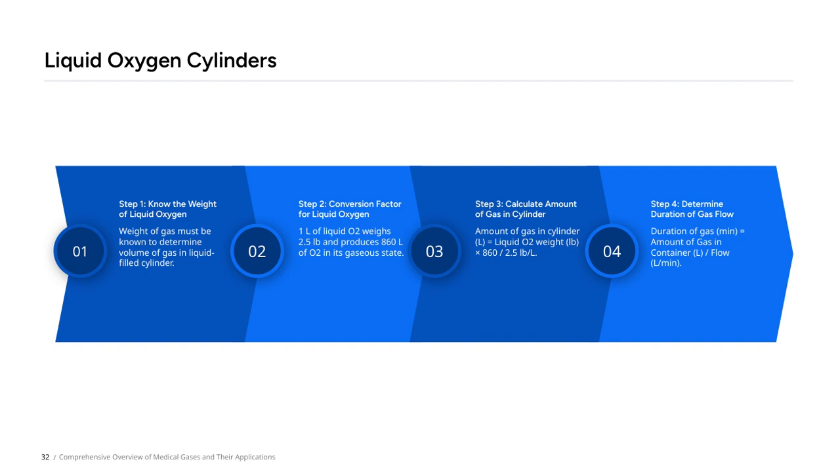Finally, to determine how long the gas will last during use, we divide the total gas volume by the flow rate in liters per minute. This tells us the duration of gas flow, which is crucial for planning and ensuring continuous supply. By understanding these steps, we can efficiently manage oxygen supply, ensuring patient needs are always met. This process ties back to the overall theme of effectively utilizing medical gases to provide safe and reliable care.